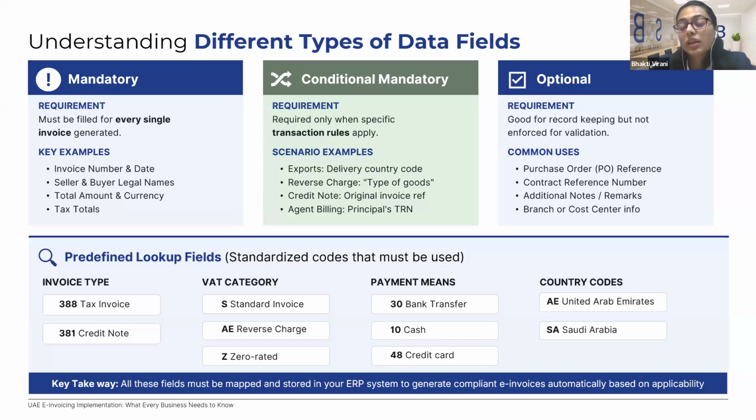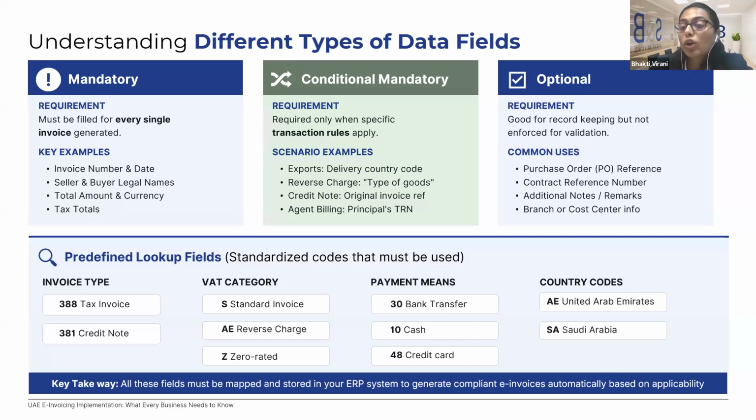So what is necessary now is that every company will have to identify the set of transactions they are undertaking, and then identify, apart from the mandatory fields, the conditional mandatory fields which the invoice based on that category of transaction is required to capture.